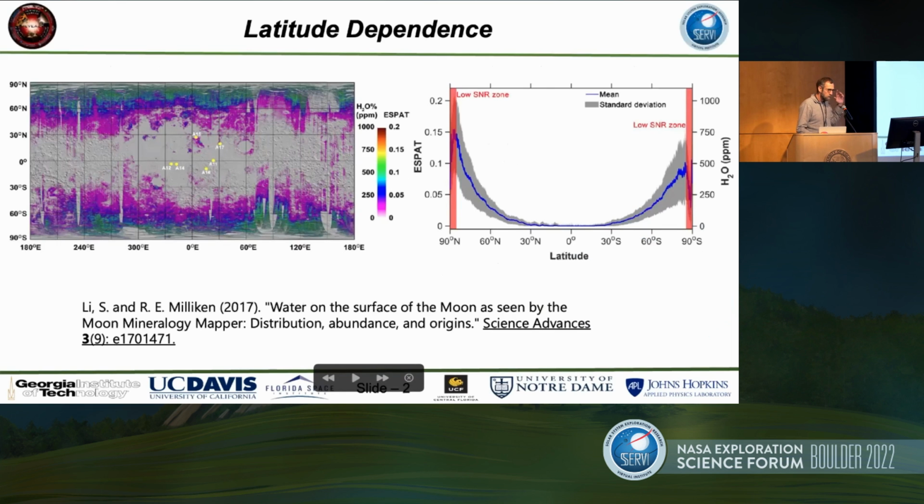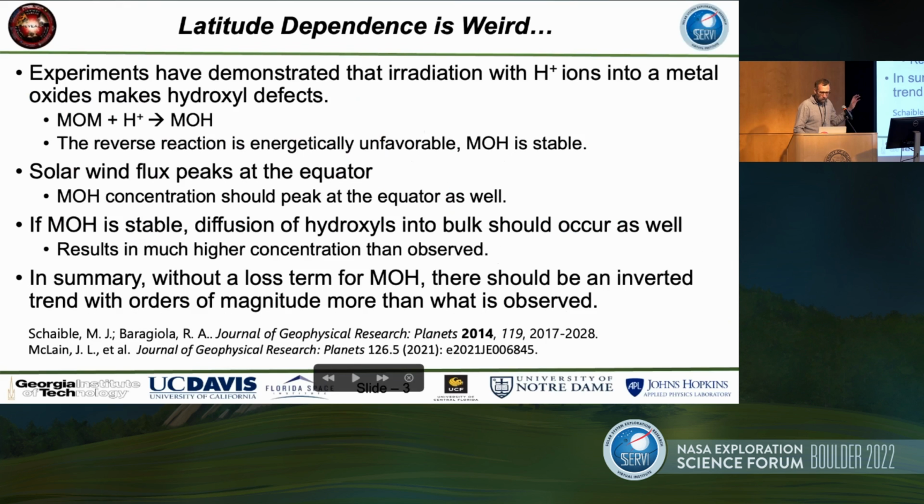Before I get into that, I want to talk about latitude dependence and how weird it is. We've seen this picture before. This is from Schörghofer's work, and numerous other people have documented this well. It's not controversial to say there's more hydrogen towards the poles. At first glance, you might think, that makes sense. It's colder up there, so it must retain more hydrogen. But when we think about it from the chemistry perspective, it's a little strange.